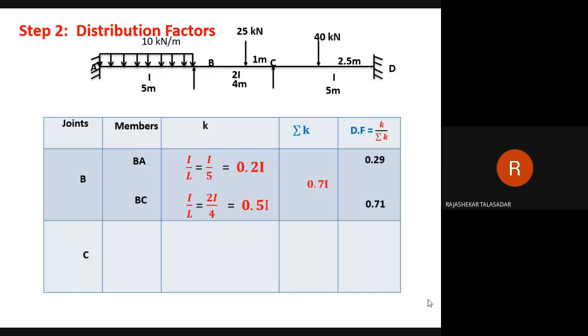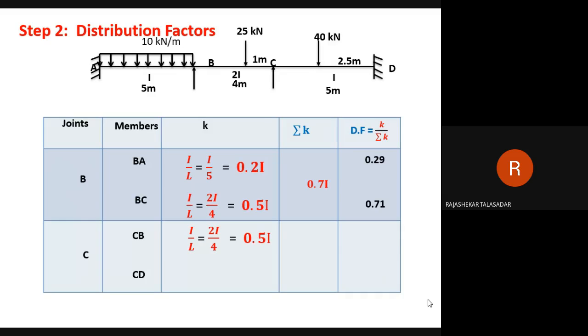Now what are the members from C? CB and CD. Fine. What is CB? I by L. But I is 2I, L is 4. So you have to be very careful about whether it is I by L or 3/4 I by L. First thing. Second thing is what is the I of the respective span. You have to be very careful about this. Now I is 2I, L is 4. Again it is 0.5 I.